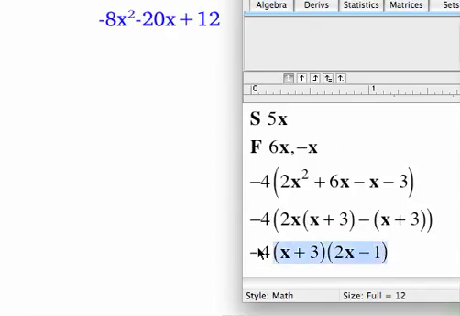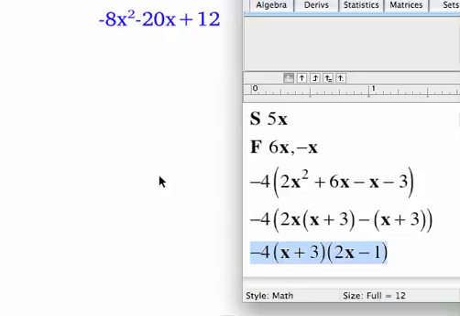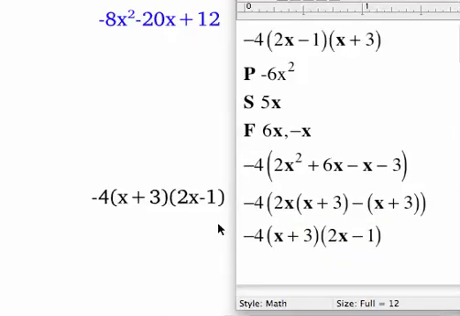Let me write that down there. So negative 4 times 2x minus 1 times x plus 3. I've typed it in, and I've stretched this window so you can see that what I got with the trial and error is the same as what I got with the PSF. And that's it. You can see that the trial and error took a whole lot less time than the PSF. PSF is nice. It's always right. The trial and error is always right, but you have to have enough time to do it, and the numbers have to be small enough.